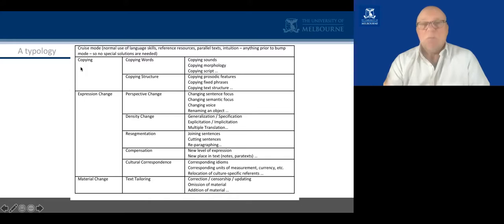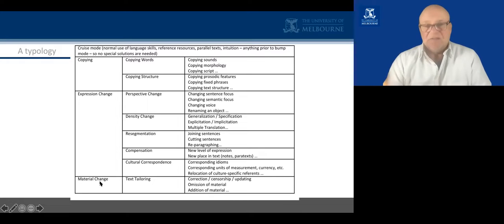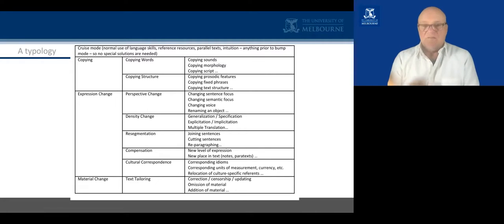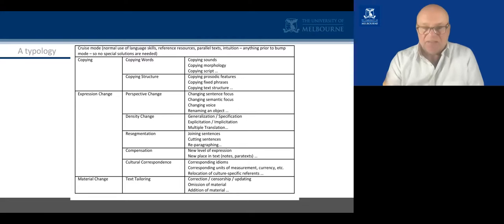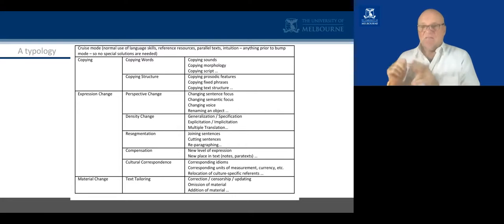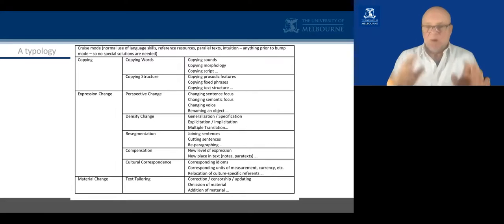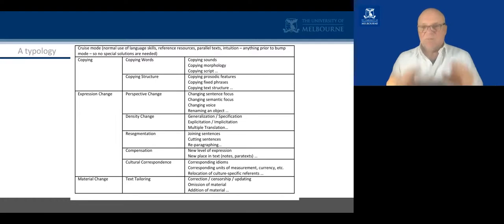One, copy what's in the ST. Okay, copy. Just copy. You can copy words, copy structure. Two, if that doesn't work, change the expression. And three, if that doesn't work, change the text. That is, change the material in the text. What I've got down here, text tailoring. Cut things out, put things in on the level of sentences, of paragraphs, big things, okay?